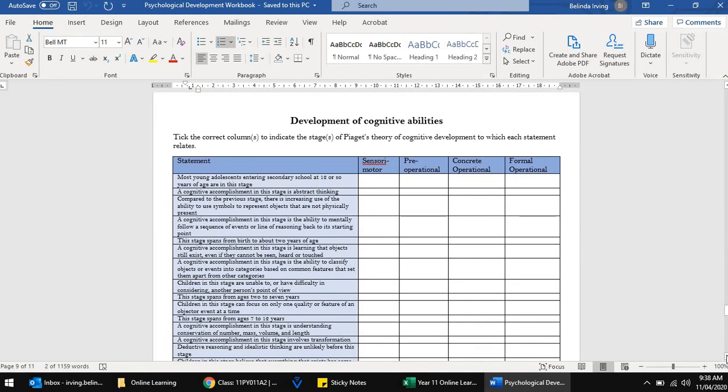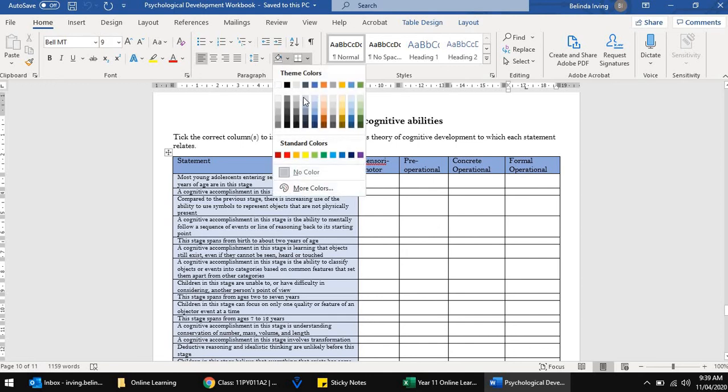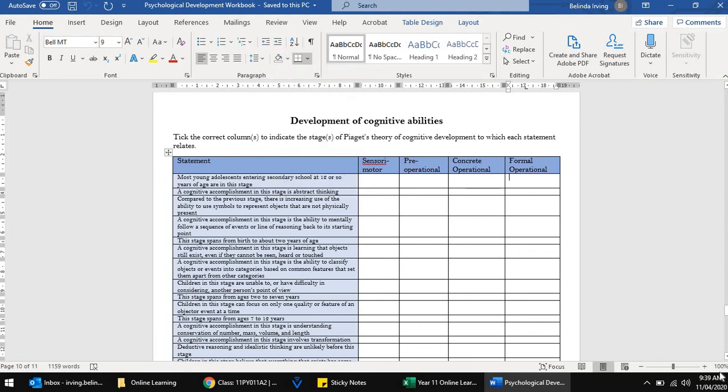All right, the development of cognitive abilities. What you need to do is, it says tick, but you can just shade it. So that indicates the stages of Piaget's theory of cognitive development to which each statement relates. So it says here most young adolescents entering secondary school at 12 or so years of age are in this stage. So you might pick that one, you might pick that one, you might pick that one. All you need to do is shade it. So you might go like that, and that's fine. So you just read the statements, and then you go from there.